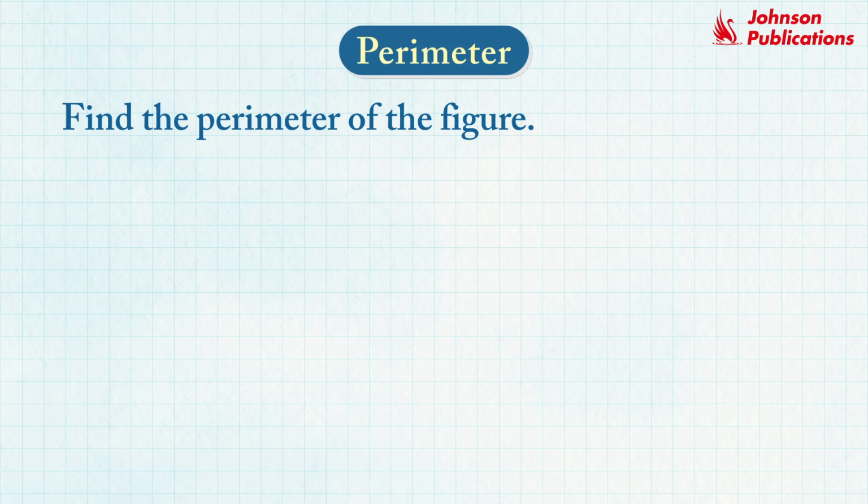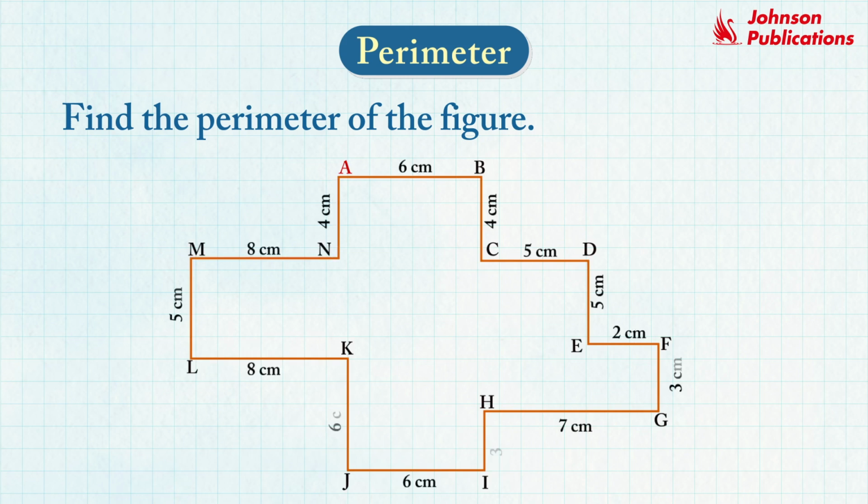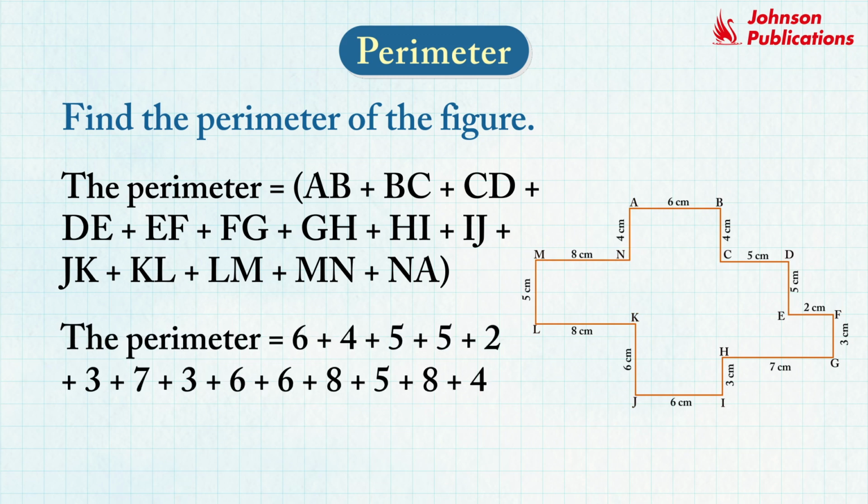Find the perimeter of the figure. We will start from point A and add all the edges until we return to point A. The perimeter is equal to AB plus BC plus CD plus DE plus EF plus FG plus GH plus HI plus IJ plus JK plus KL plus LM plus MN plus NA. Putting the values of different lengths, the perimeter of the figure is 72 centimeters.